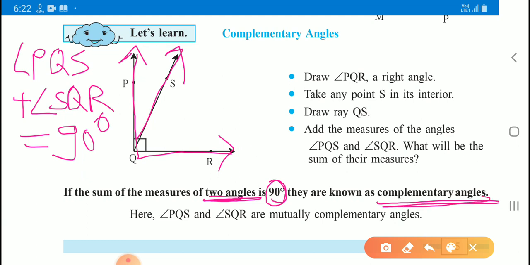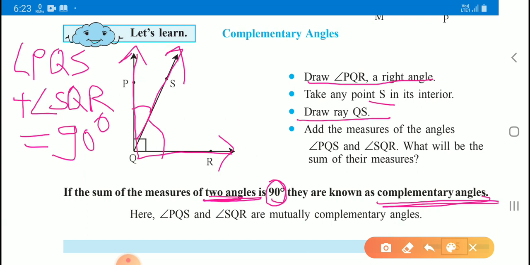Okay, so that is what they have given here in your book. Look, draw angle PQR as a right angle. After that, take any point S in its interior. Draw ray QS. Now, by this ray QS, this whole angle will be divided into two angles. Add the measures of the angles. Which angles? Angle PQS and angle SQR.